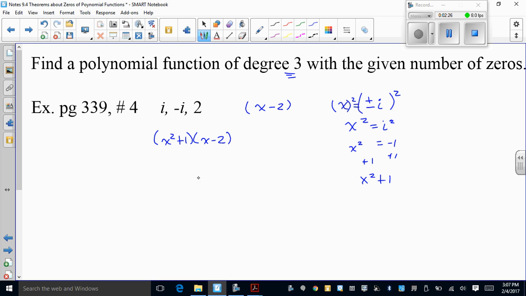This is going to be the biggest thing to make sure you know what you're doing: just put them together and then square both sides. That's the only way you can get rid of i, is by squaring it. Now we'll FOIL this out. x squared times x gives us x cubed. x squared times -2 is -2x squared. 1 times x is positive x, and 1 times -2 is -2. No like terms, so there is your function. f of x equals.